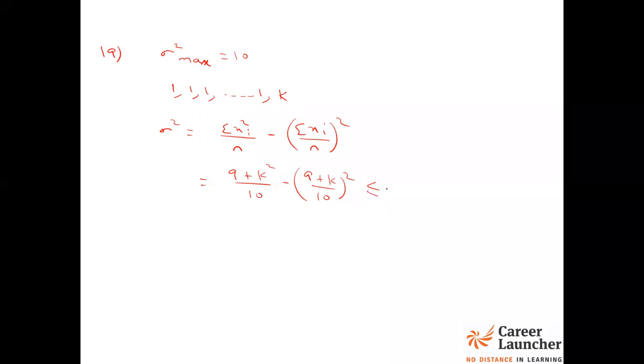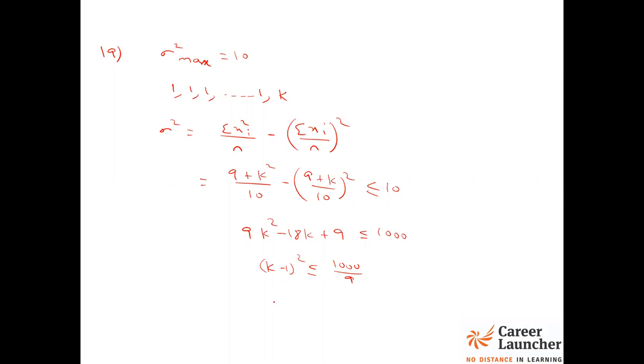So this term should be less than or equal to 10. So take LCM and simplify this term. Taking LCM and simplifying, this equation becomes 9k square minus 18k plus 9, upon 100, which is less than or equal to 10. I took LCM and simplified. This is what we get. Now we need to solve this. If we take 9 common, it will become k minus 1 whole square should be less than or equal to 1000 upon 9.